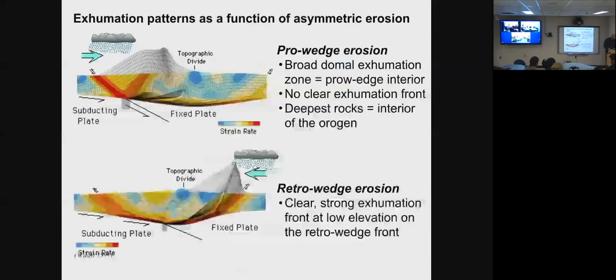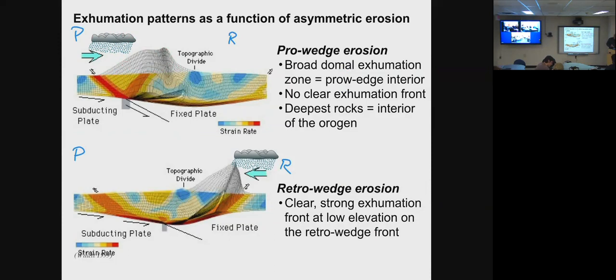Now let's change where the clouds come from, and look at the same system, pro wedge on this left side. Here's the pro wedge. This is the retro wedge side. So the first model on top, the clouds are coming in from the pro wedge. Everything above the line here has been eroded away by those clouds coming in from the left side.